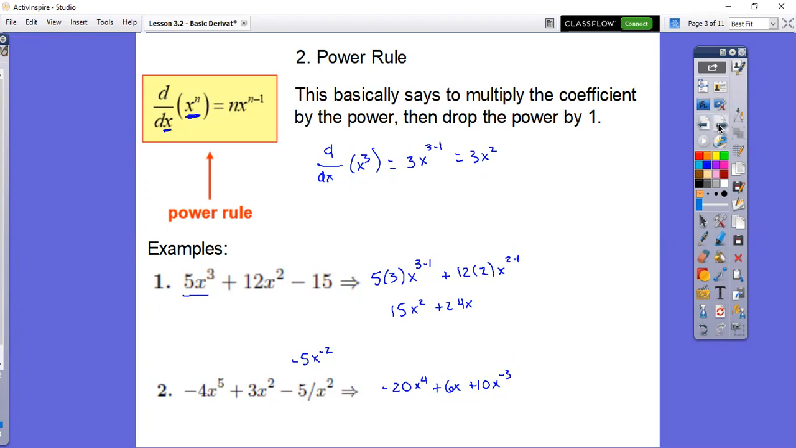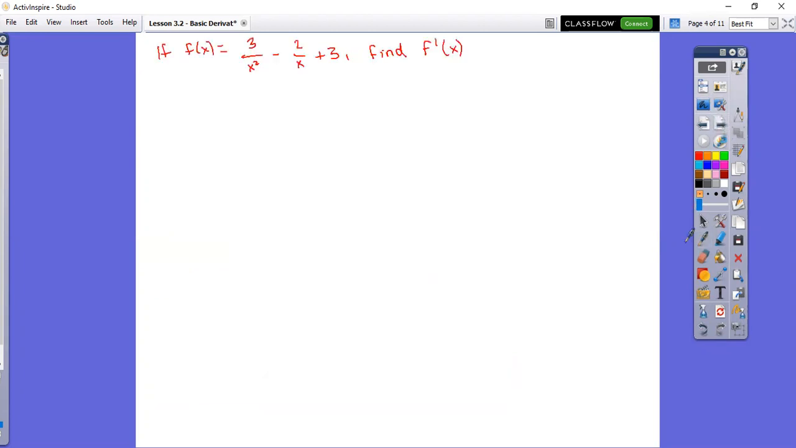So I want to do one more example with that because that sometimes seems to throw people off when I have fractions. So just remember, if I have f of x equals like 3 over x squared minus 2 over x plus 3, I could rewrite this using the definitions or using the properties of exponents. This would be f of x equals 3x to the negative 2nd minus 2x to the negative 1st plus 3. And now I can just apply the power rule.